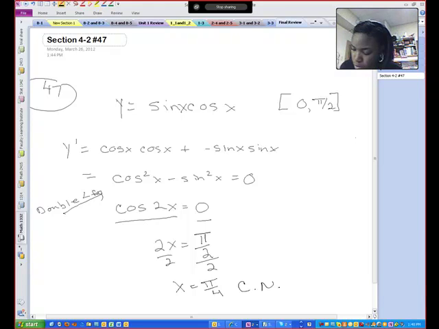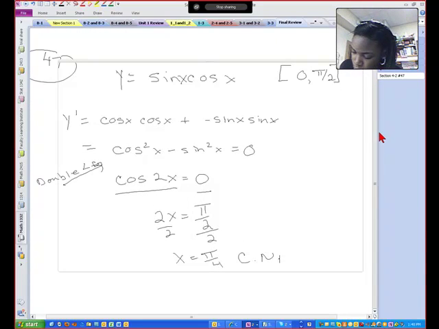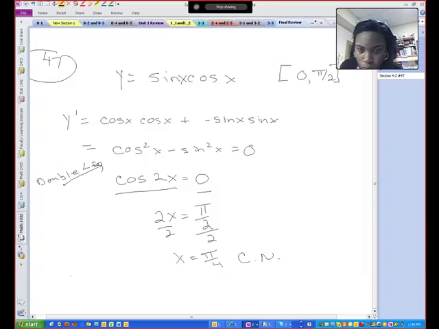Okay. And then what you do is you test your endpoints and your critical number back into the original function. When you have a closed interval, that's how you work these to decide what the max or min is. So you're going to need to do f at 0, f at pi over 4, and then also f at pi over 2.